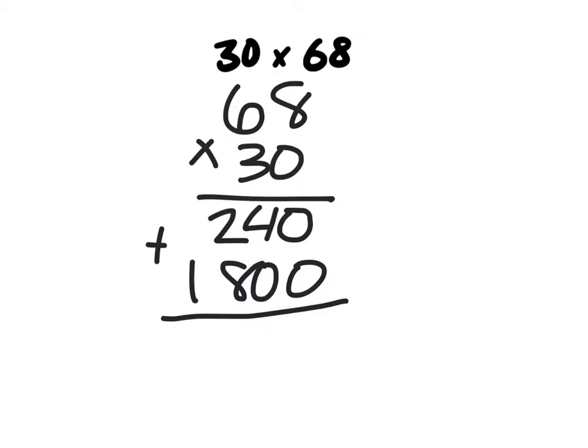So then we will add the two. So 0 plus 0 gives us 0. 4 plus 0 will give us 4. 8 plus 2 will give us 10, so we're going to put a 0 right here, a 1 up top, and 1 plus 1 gives us 2. So 2040 is our answer.